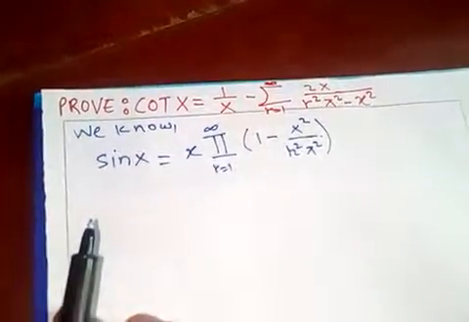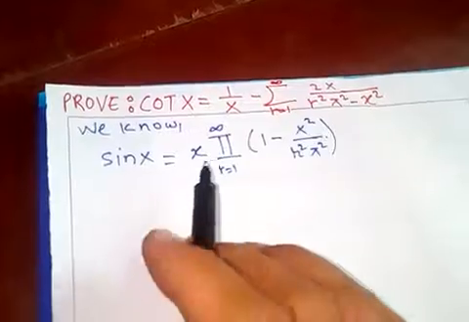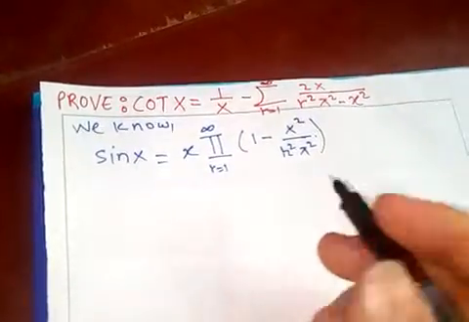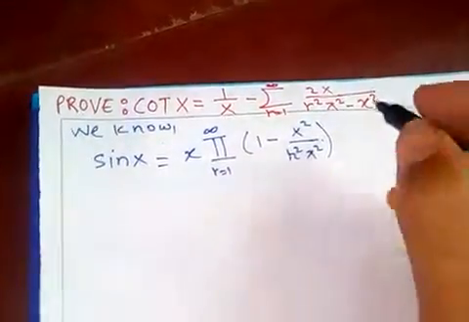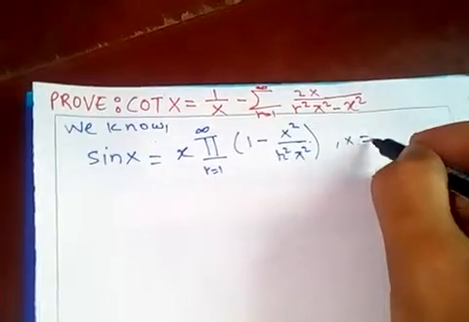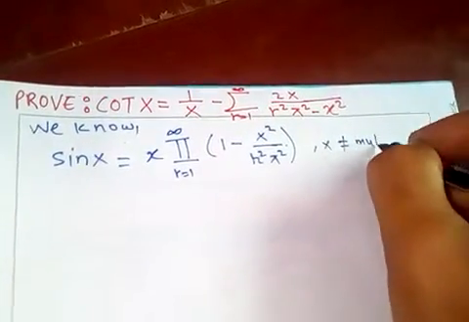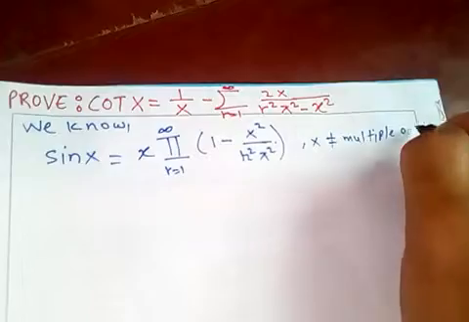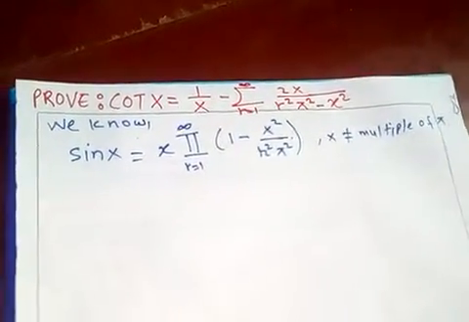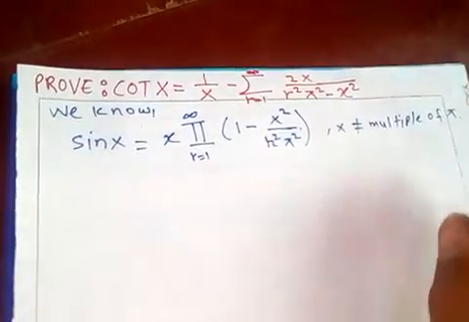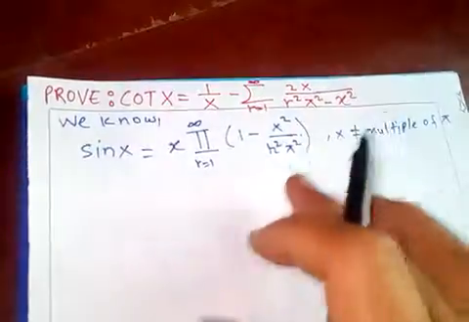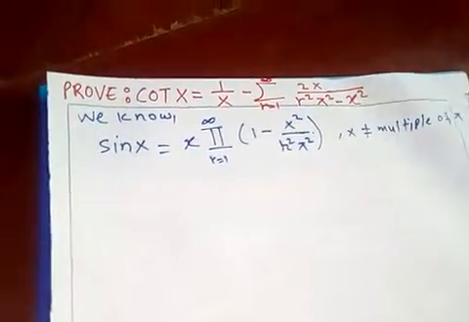Now from this we are going to take the logarithm. Note that this x is not a multiple of pi. Multiple of pi means pi, 2 pi, 3 pi, 4 pi, all these are multiples of pi, but x is not a multiple of pi. Remember that.